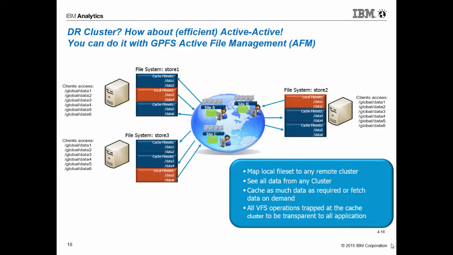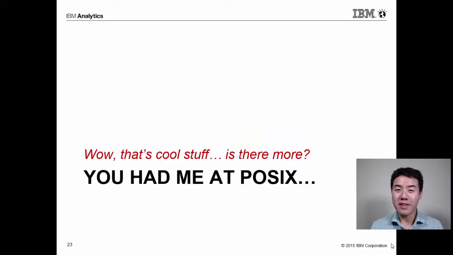Now, often when customers set up a DR cluster, that secondary site is not really active. And that's really wasteful if we're talking about very large clusters. Instead, it might be a better approach to take advantage of Spectrum Scale's replication to run active clusters, where workloads are distributed geographically, and one site can fail over to another site if there's a failure. Now at this point you might be thinking, wow, that's really cool stuff, but you had me at POSIX. Let me tell you what else Spectrum Scale can do.